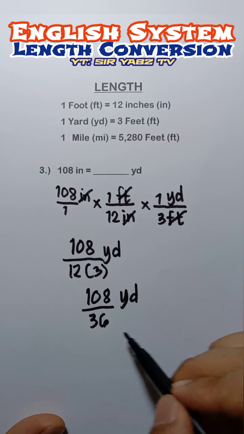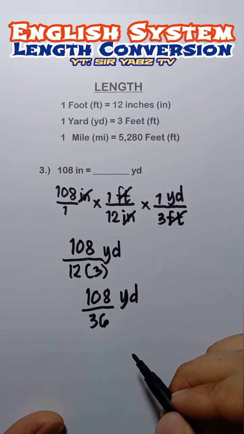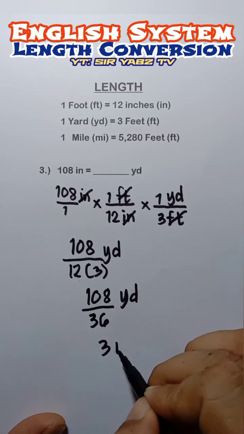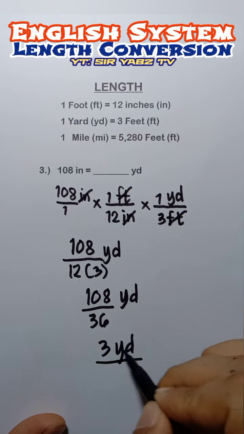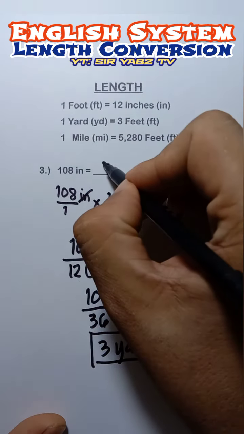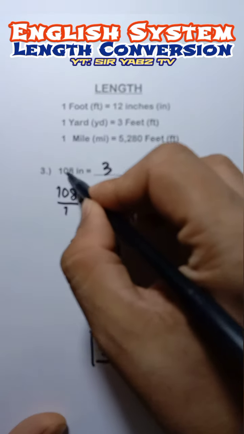So therefore 108 divided by 36 is just equal to 3. So that means 3 yards. Our answer for number 3, 108 inches is equal to 3 yards.